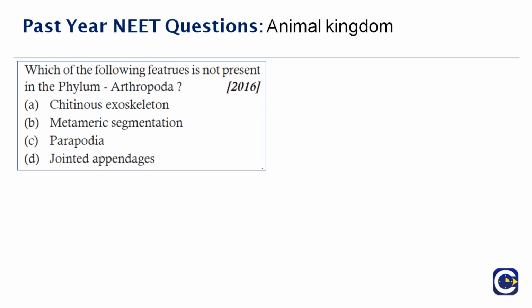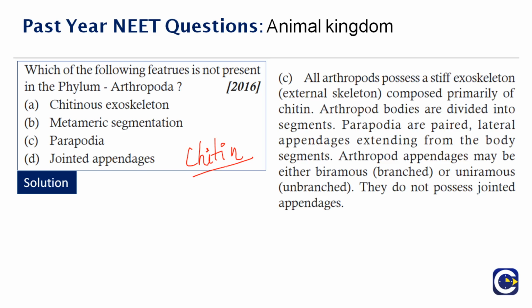Next question here. Which of the following features is not present in the phylum Arthropoda? Here you need to remember one thing. All arthropods possess a stiff exoskeleton composed primarily of chitin. Chitin is also present in fungi. Arthropod bodies are divided into segments. Parapodia are paired lateral appendages extending from the body segments, while arthropod appendages may either be branched or unbranched. They possess jointed appendages. Therefore, the correct answer is parapodia. Option C is the answer. They do not comprise both; either they are branched or unbranched.